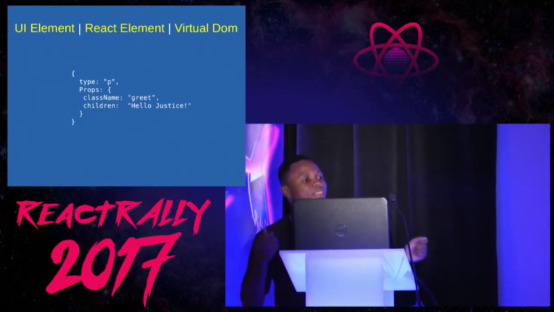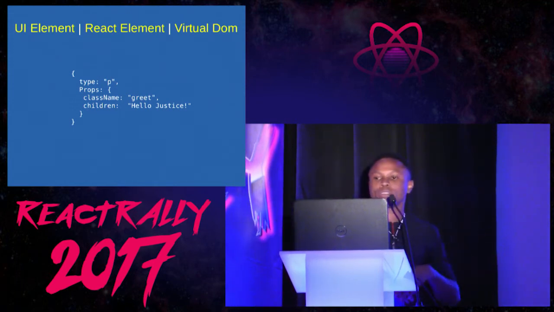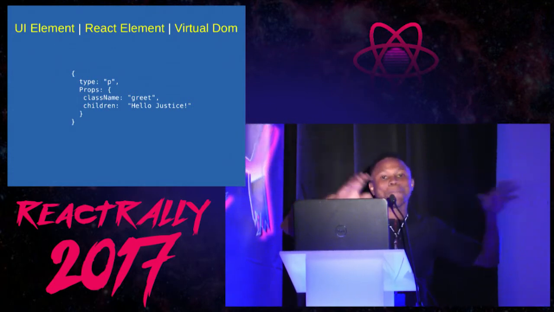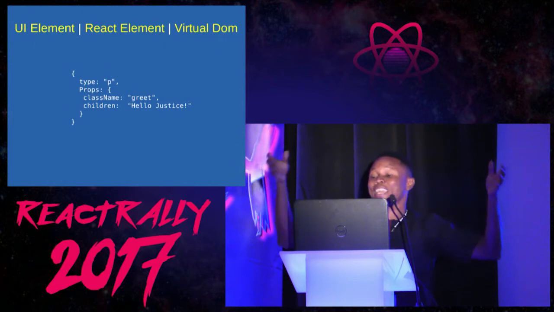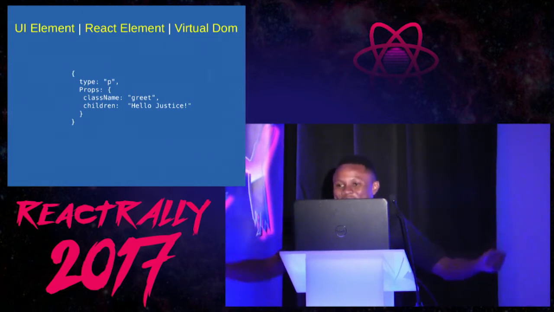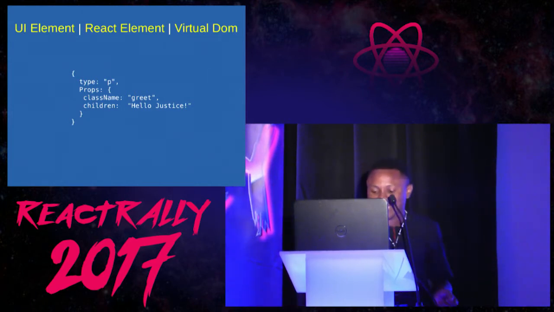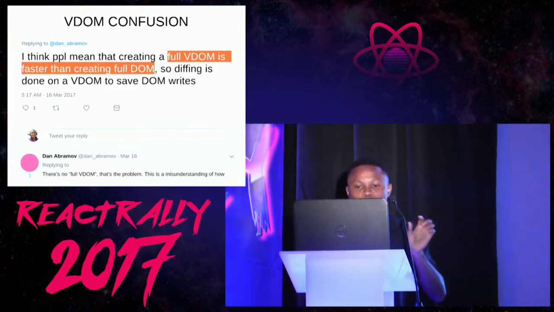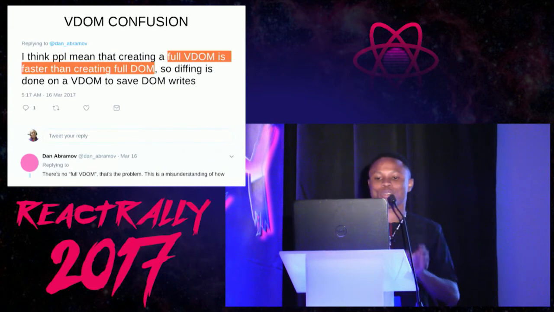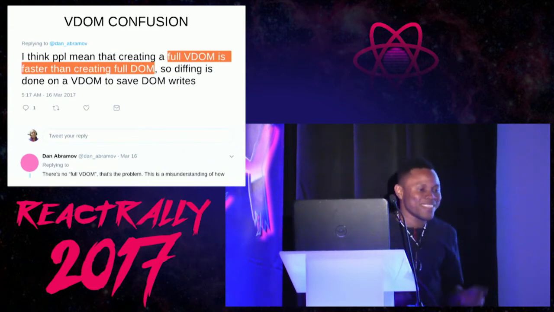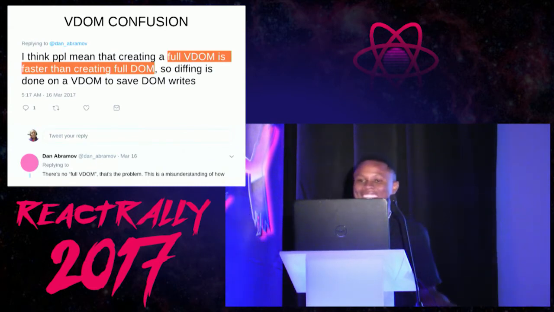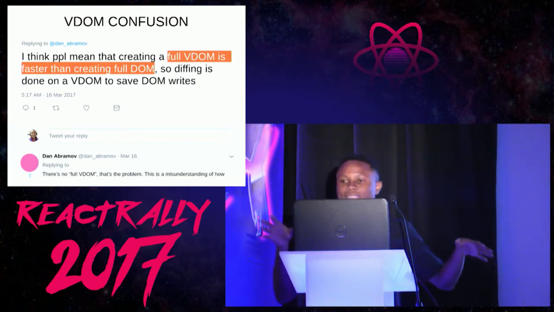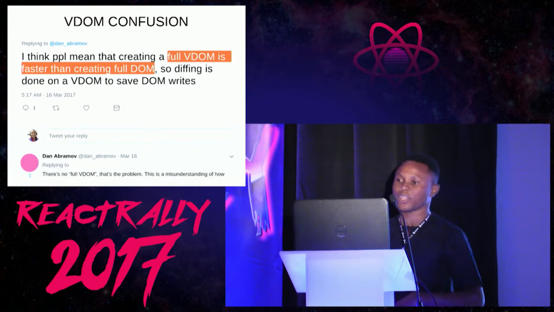People tend to think that React keeps one full-blown virtual DOM, one mighty JavaScript object that represents everything on the screen. And that's not true. Look at how this innocent tweet puts it. Don't care about the rest of the tweet. Full virtual DOM is faster than creating full DOM. But man, there is no full virtual DOM. That is the problem, right? It's not his fault. I also had this mental model when I was learning React.